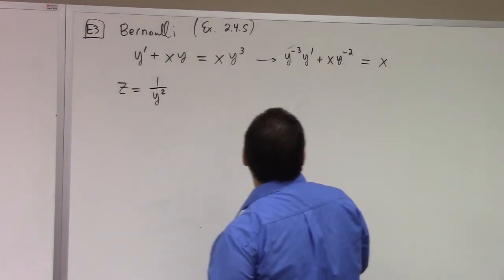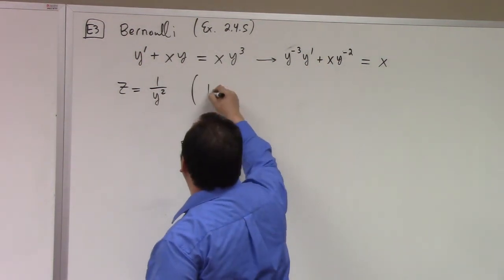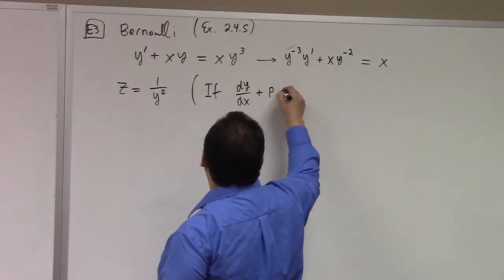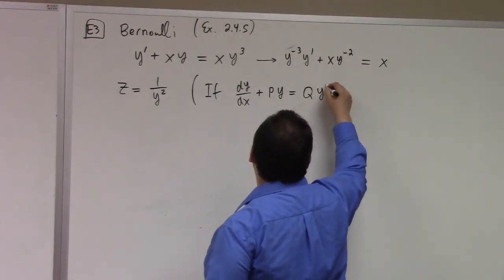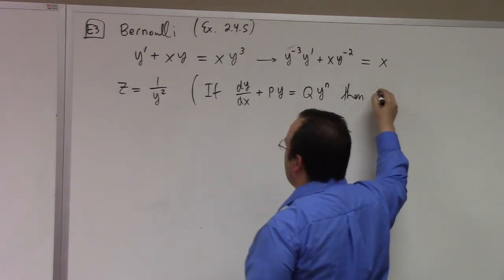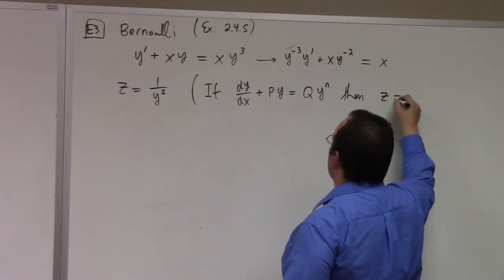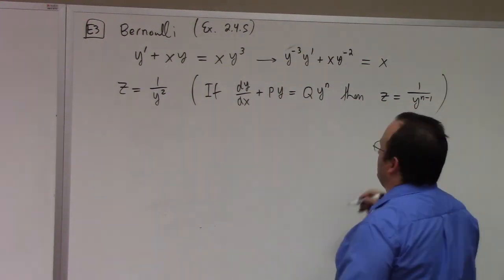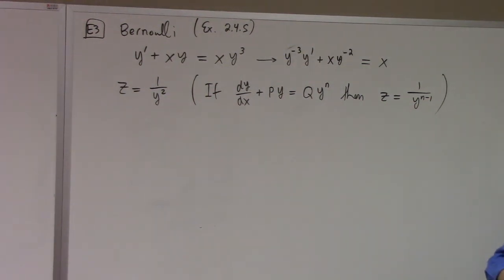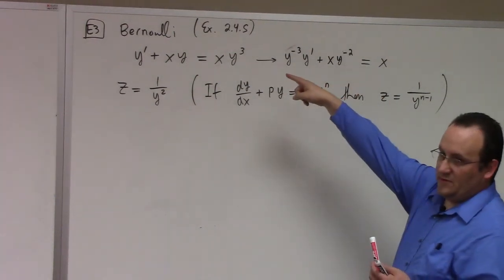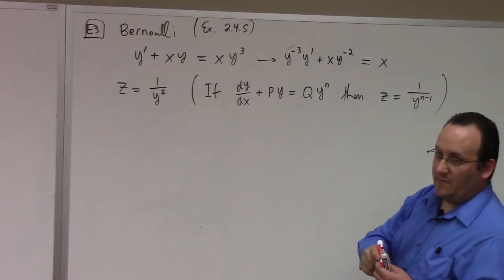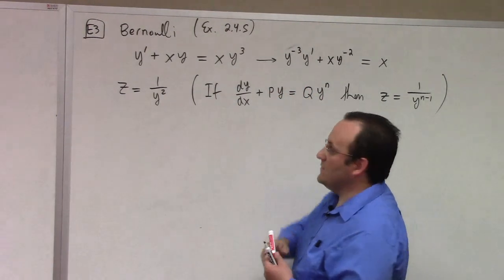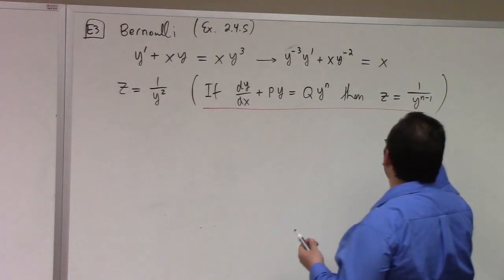Just as a sidebar, if we had dy dx plus p times y is equal to q times y to the n power, then you let z equal 1 over y to the n minus 1. So that is what we're doing here. This is n equals 3 for Bernoulli. And so this substitution is going to work for us. If you instead had a 4, you would end up needing to make a 1 over y cubed substitution. All right.